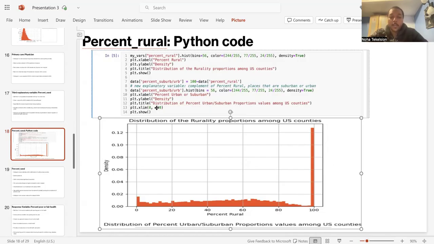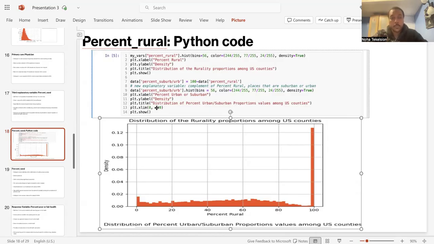And one thing I added, which I don't have on the slide there, was a histogram for the rate of suburban, urban among U.S. counties, just to play with the data a little bit. And that would just look like the complement of the percent rural. So you would take the data labeled percent suburban or urban and do 100 minus the data column. We have the list column where we cut out data percent rural.